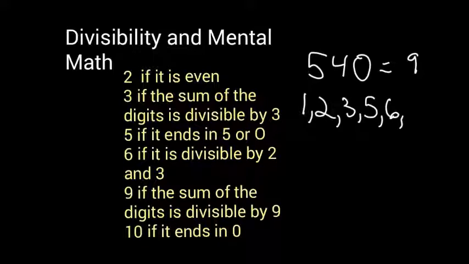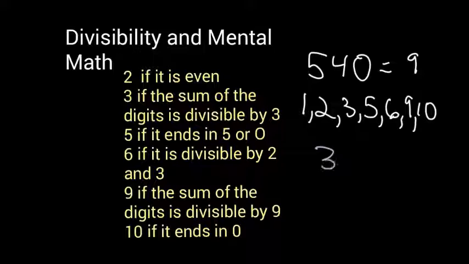It's divisible by 9 if the sum of the digits is divisible by 9. Well, the sum of the digits is 9, and 9 goes into 9. And it's divisible by 10 because it ends in a 0. So that number is divisible by every single number that we have a rule for. Now let's try another number.